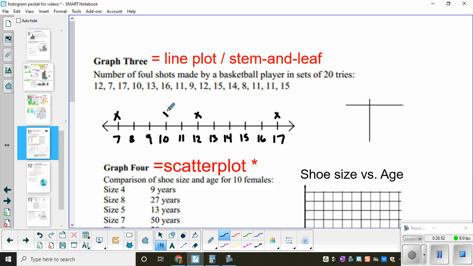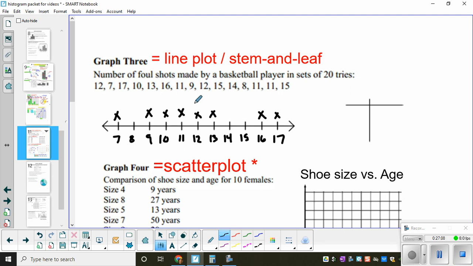The next time they made 10 out of the 20. Then 13. Then 16. Then 11. Then we've got a 9. So you can see here how the data is represented in a line plot.